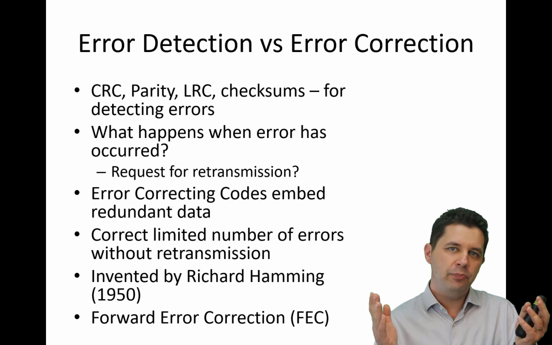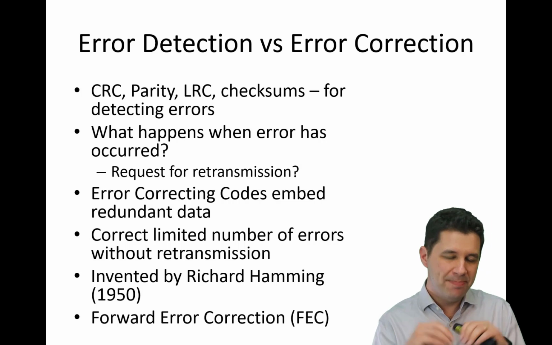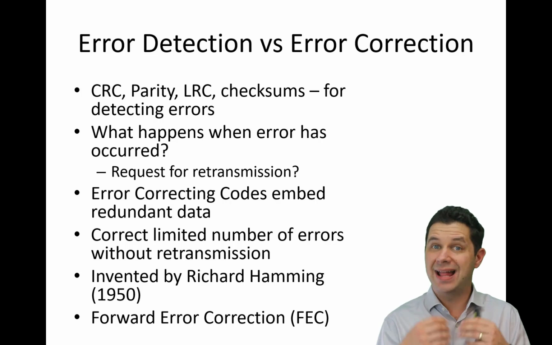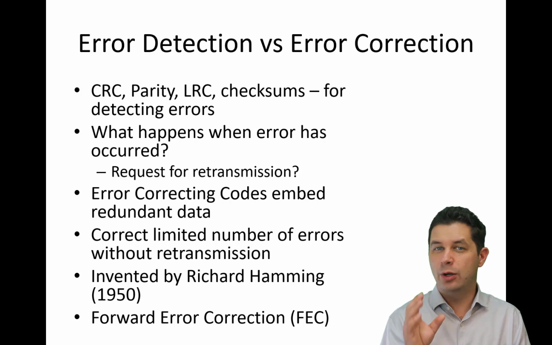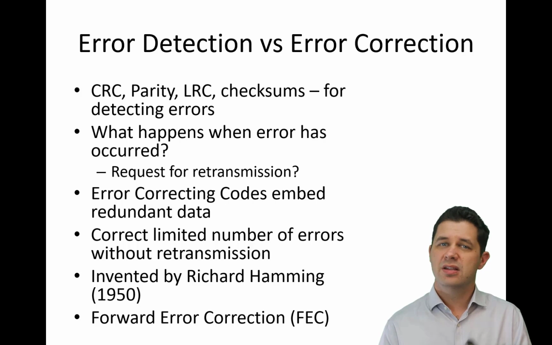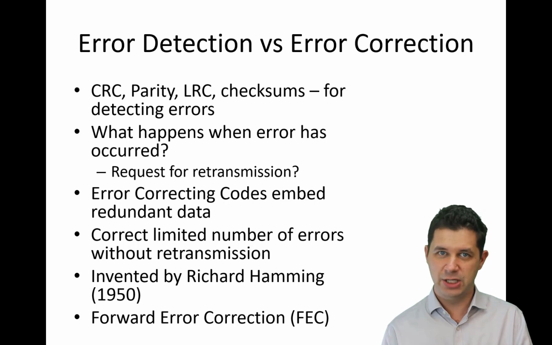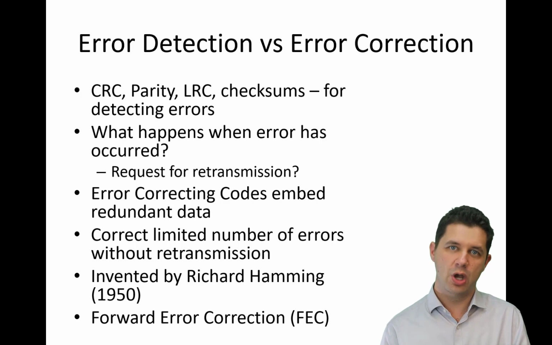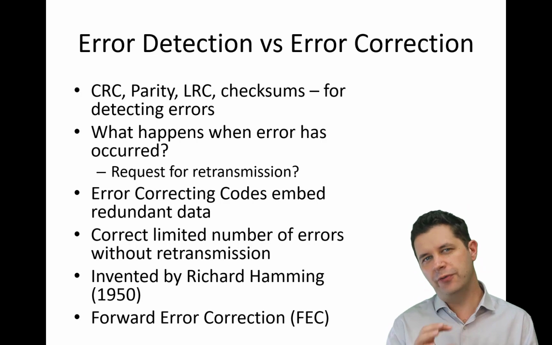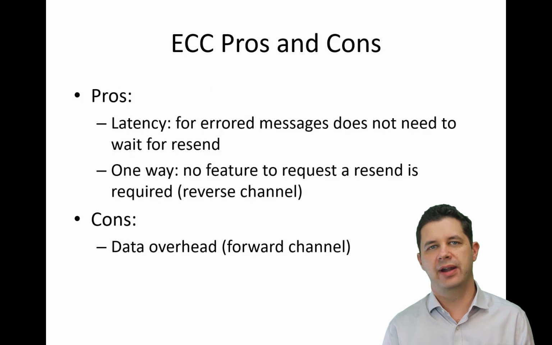We detect an error and we're like, please resubmit, or please resend that data to me. And in this case, what we can do is embed some redundant data in the data we're actually sending, and we can correct a limited number of errors. So error correcting codes have been around for over 70 years. Richard Hamming, a mathematician from the US, invented these a long time ago. And we often refer to them as a form of forward error correction.